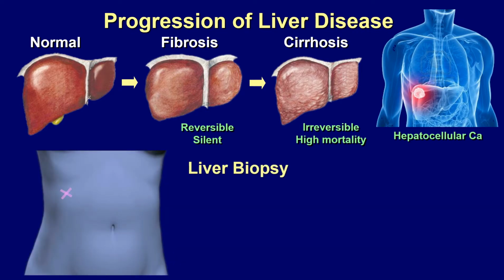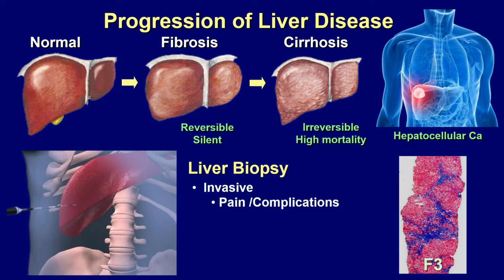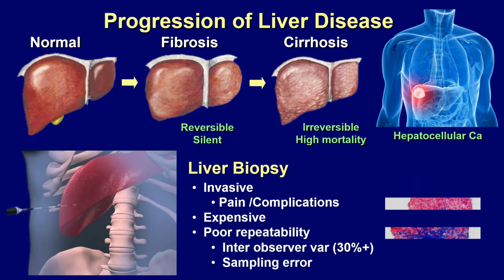The traditional method for making this diagnosis is with a liver biopsy, which is invasive, associated with pain and complications, and even death. It's also expensive compared with imaging, and biopsy interpretation has poor repeatability with high inter-observer variation and sampling error. Here you see two parts of the same biopsy specimen. The one on the top shows almost no fibrosis, while the lower one shows high levels of fibrosis in blue.